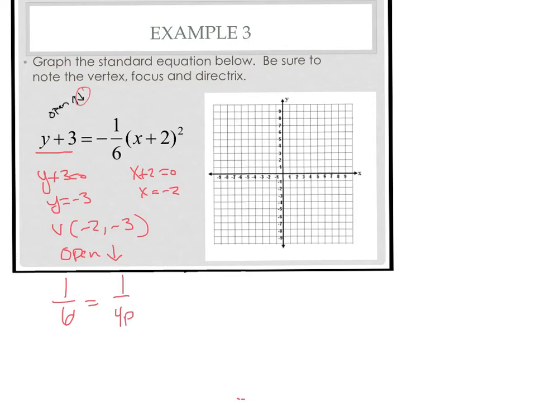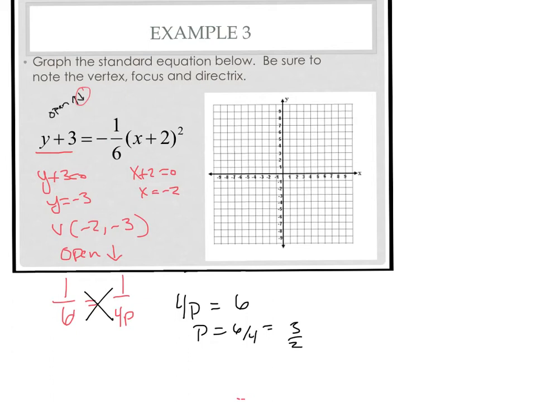It's not as straightforward as before. Maybe it is for some of you. Maybe you see 3 halves. Maybe you don't. I don't know. But I'm going to go ahead and cross multiply. And I get 4p is equal to 6, and p is equal to 6/4, which reduces to 3 halves. So p is equal to 3 halves.